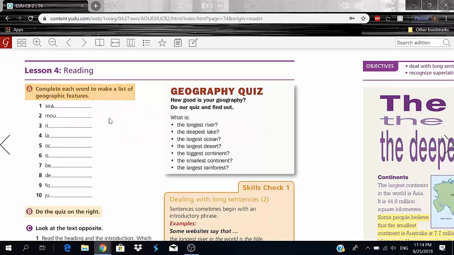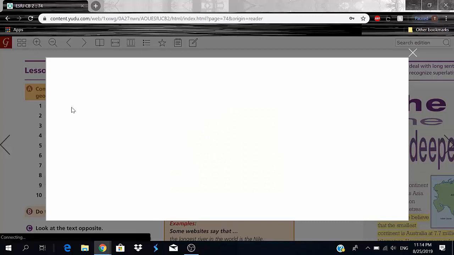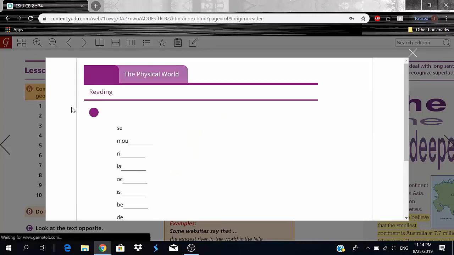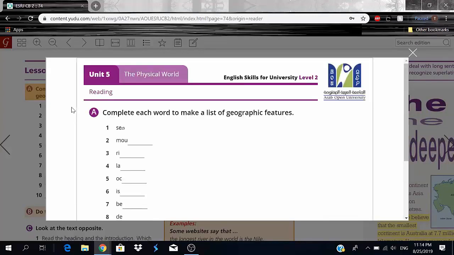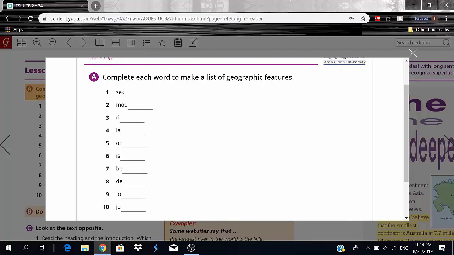Complete each word to make a list of geographic features. So these are all going to be words related to the subject geography, right? So number 1, we have sea. Number 2, we have mountain, okay? And then number 3, we have river.